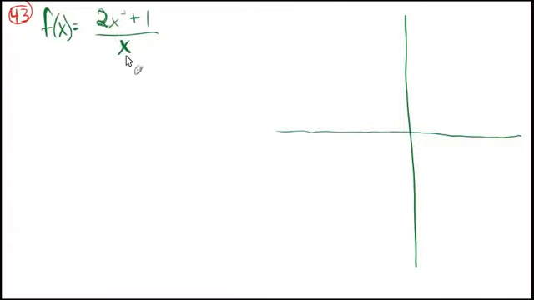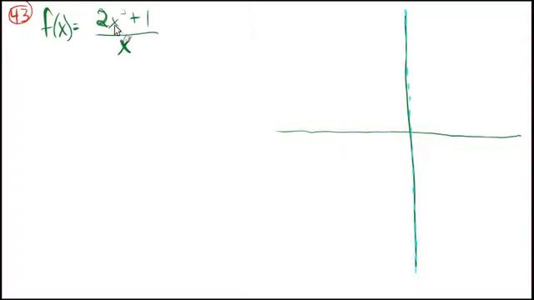Okay, vertical asymptotes. Clearly going to happen at x equals 0. Right? No common factor of x up here. Okay, pretty simple. Now, horizontal asymptotes. Will there be any horizontal asymptotes?